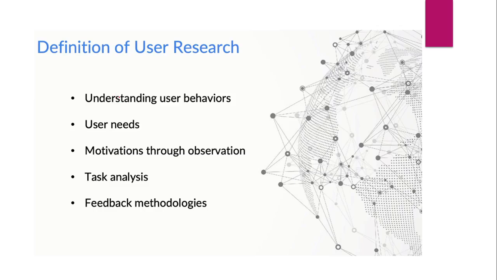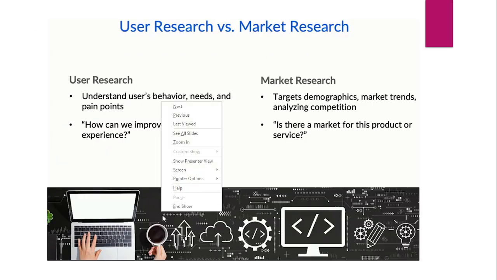Definition of user research: understanding user behaviors, user needs, and motivation through observation, task analysis, and feedback methodologies. So these are the definitions available for user research. You can take whatever you need. Understanding the behavior of the user, the need of the user, and their motivation through observation of the users, and analyzing the task, what different features you can incorporate into the solution. And next one is the feedback methodologies.